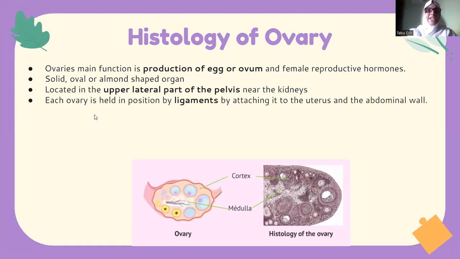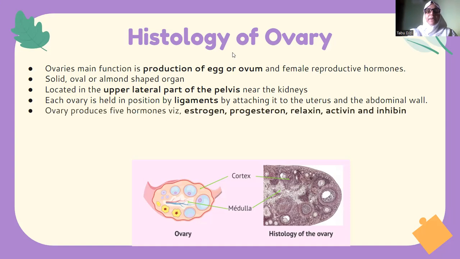Then each ovary is held in position by ligaments, attaching it to the uterus and the abdominal wall. This is what we saw in the previous slide. So the whole organ is supported by these ligaments. Even the ovary and the uterus are all attached to one another and held in proper position by the ligaments.